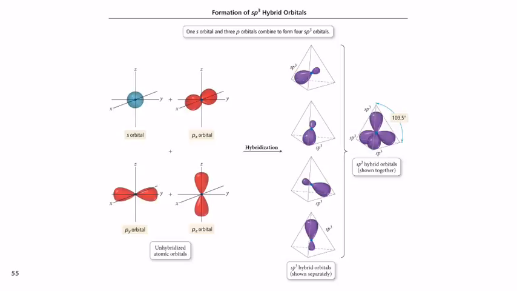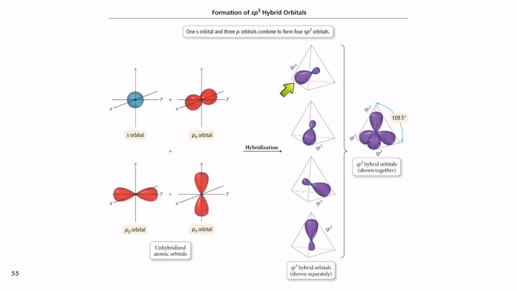What does that look like when you hybridize them? This takes a little bit of imagination. So you take this shape, and that shape, and that shape, and that shape, and you combine them together mathematically, and you end up with these guys. And you thought the s and the p orbitals were kind of weird. This is an sp3 hybrid orbital.